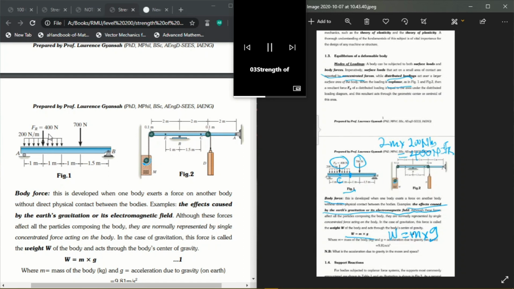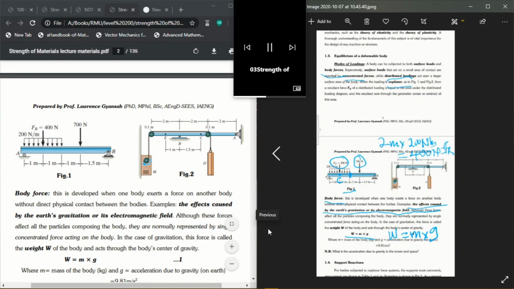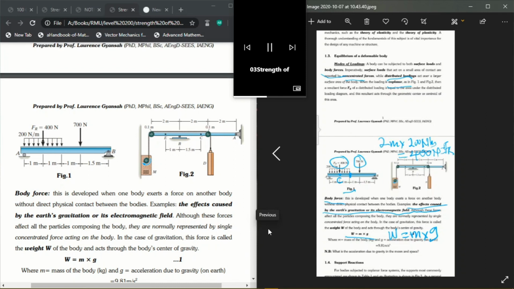I think it is clear. So you have 2 times 200 giving you 400 newtons, and that 400 should act at the centroid C of figure 1. So this is very clear. I've already explained that. And you could see figure 2 contains what? Forces in the ropes. If you section the ropes, it will have forces within it. It's very, very clear. So this is what we are talking about, concentrated forces and distributed loadings under surface loads.